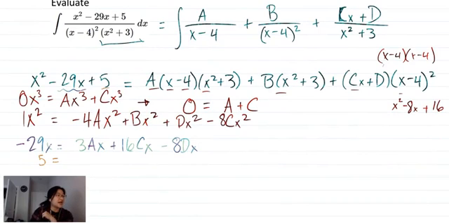And then how many A constants do we have? Negative 12 A's. How many B constants do we have? We've got 3 of those, 3 B's. How many C constants do we have? None, because C is always tagged along with this x. So how many D constants do we have? We have 16.